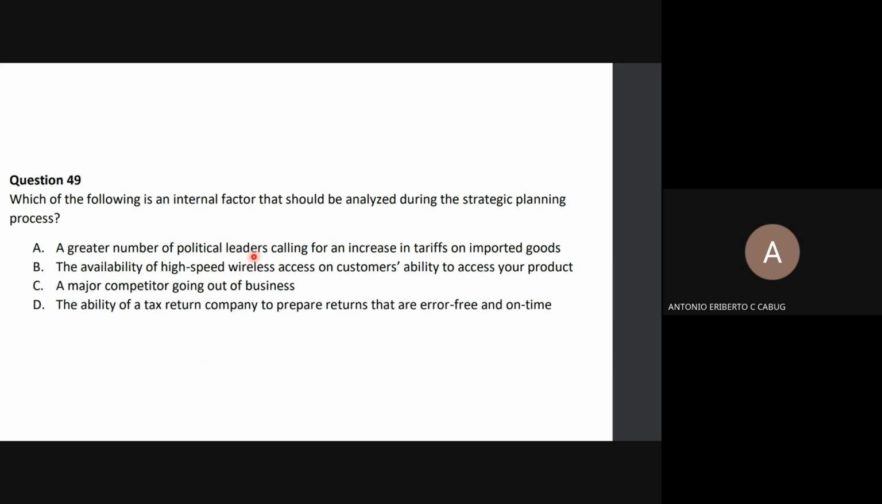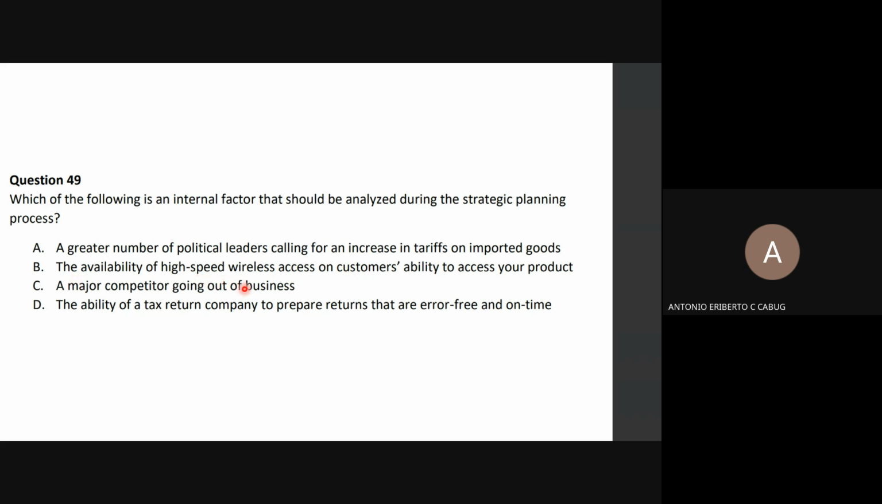Letter A, political leaders calling for increase in tariffs. This is external. Wireless access on the customer's ability to access your product. That's not your Wi-Fi, no? That's the customer's Wi-Fi. External. Major competitor going out of business.